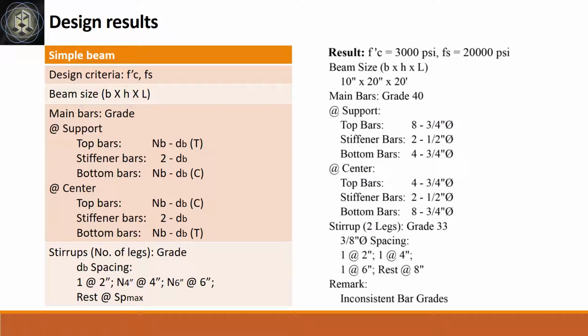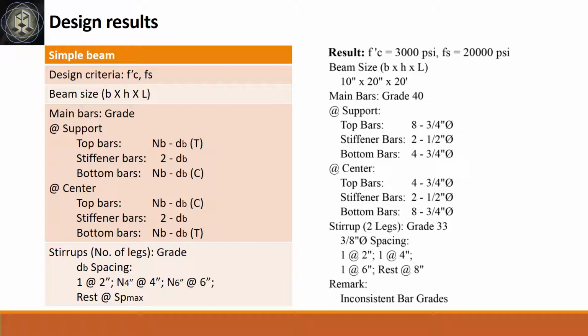The design results for our problem are as follows. Fc prime equals 3000 psi. Fs equals 20,000 psi. Beam size is 10 inches by 20 inches by 20 feet. Main bars of grade 40. At support, top bars 8 pieces 3/4 inch diameter bar. Stiffener bars 2 pieces 1/2 inch diameter bar. Bottom bars 4 pieces 3/4 inch diameter bar.